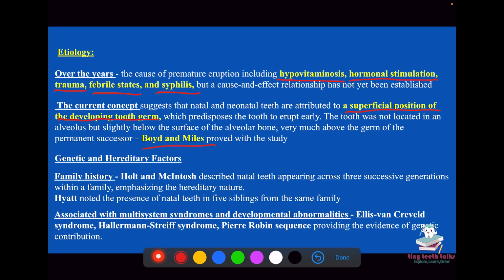Genetic and hereditary factors, family history. Holt and McIntosh described natal teeth appearing across three successive generations, with the family emphasizing the hereditary nature. Hyatt noted the presence of natal teeth in 5 siblings from the same family, associated with multi-system syndromes and developmental abnormalities. So Ellis-van Creveld syndrome, Hallermann-Streiff syndrome, Pierre Robin sequence, providing the evidence of genetic contribution.